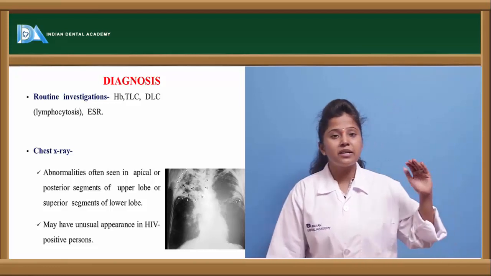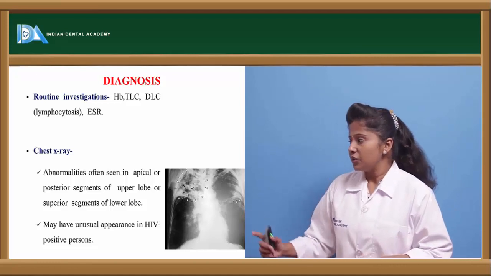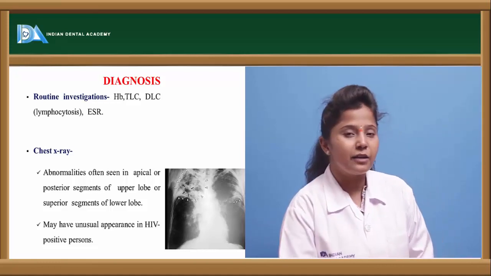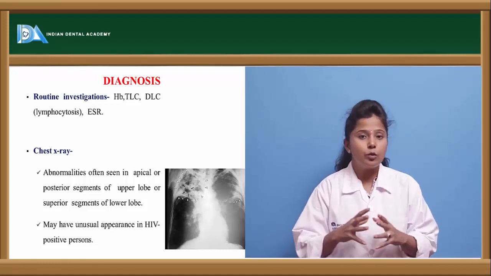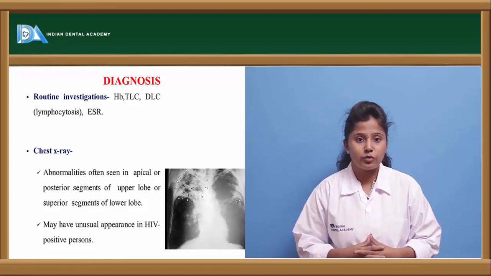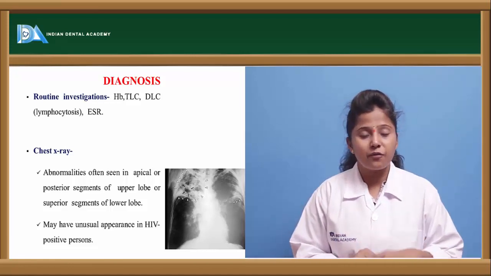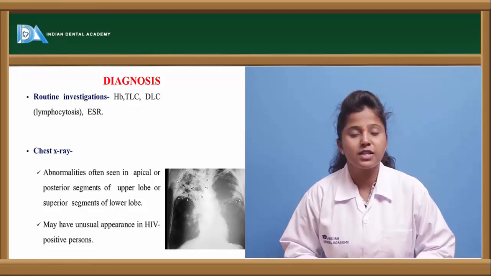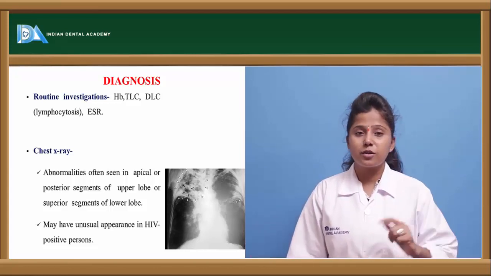When we compare the normal X-ray with the infected person's, we can observe the changes here. If we compare a non-HIV infected tuberculosis person to an HIV infected tuberculosis person, the X-ray also varies. In a person who is suffering from both HIV and tuberculosis, the X-ray differs from that of a person who is affected with tuberculosis but not HIV.